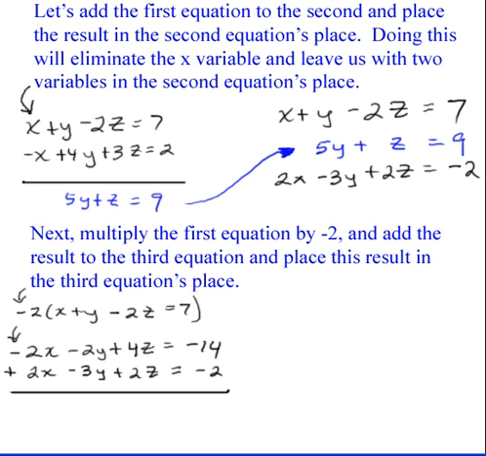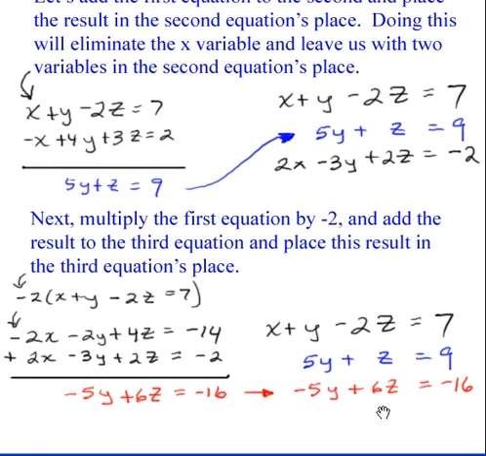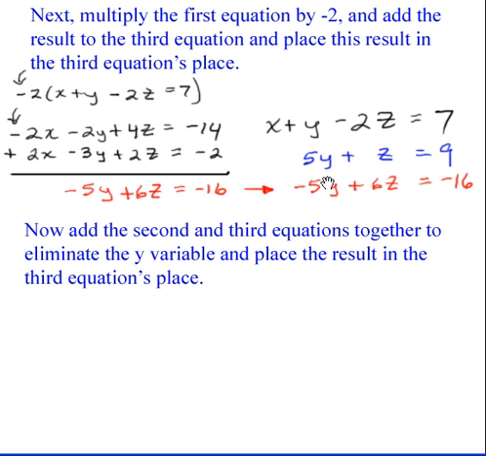So our strategy so far was to eliminate the x variable twice. Add them, the x drops out. We have -5y plus 6z equals -16. And we're going to take that result and replace the last equation with that. And this is what it looks like. So now we have two equations with the same two variables y and z. And if we add these last two equations together, the y variable will drop out.